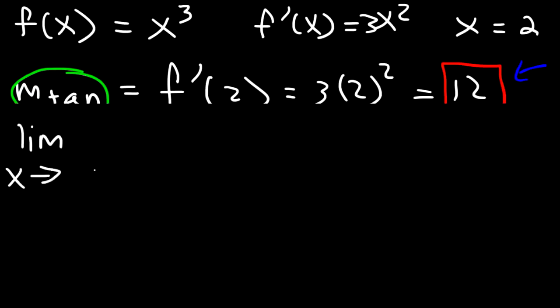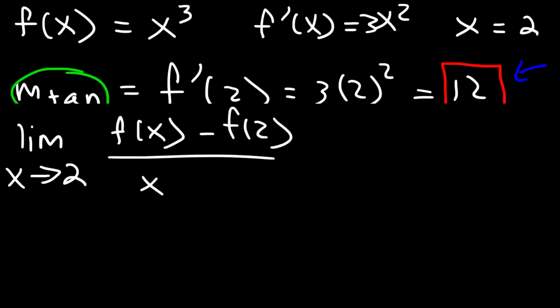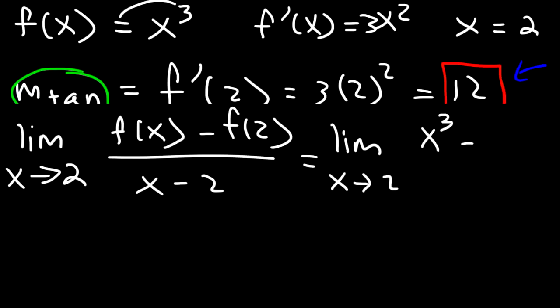So x is going to approach 2. And it's going to be f of x minus f of 2 over x minus 2. Now f of x, we know it's x cubed. F of 2, if you plug in 2 into that expression, 2 to the third is 8, and you get this. Now we need to factor x cubed minus 8.